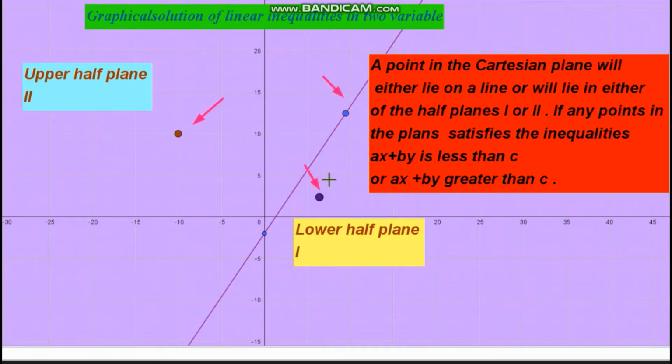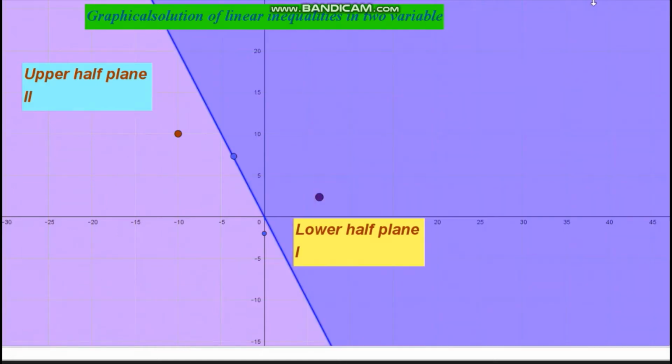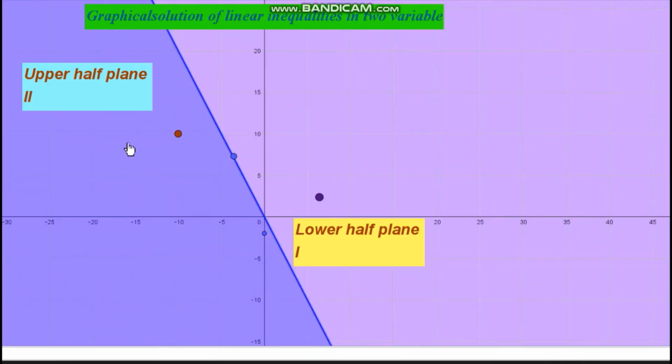If any point in the plane satisfies the inequalities ax plus by is less than c or ax plus by is greater than c, hence the graph of the inequality is in the form of a plane. The region containing all points that are solutions of an inequality is called the solution region. Sometimes the region is the upper half plane and sometimes it is the lower half plane.